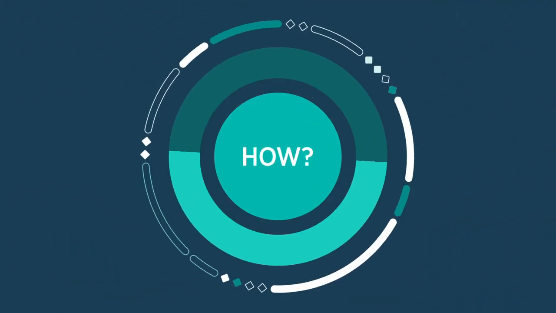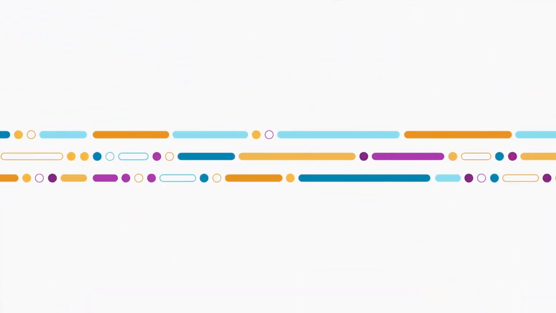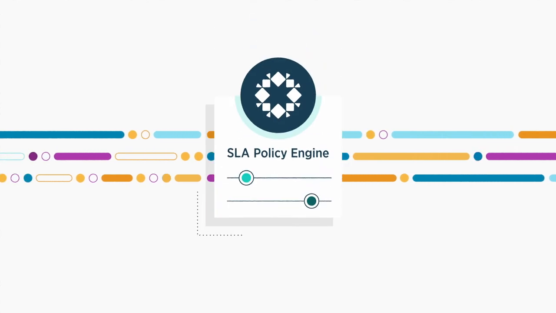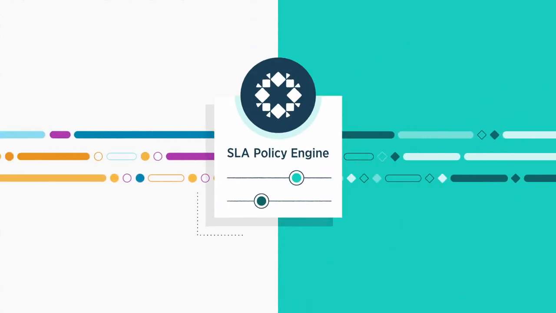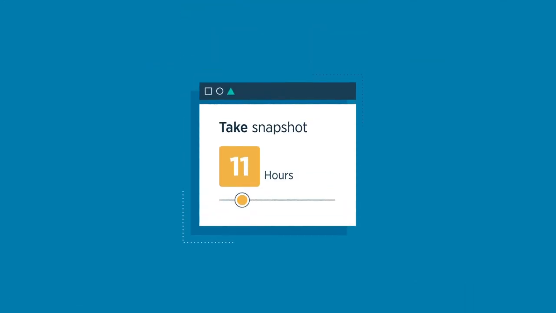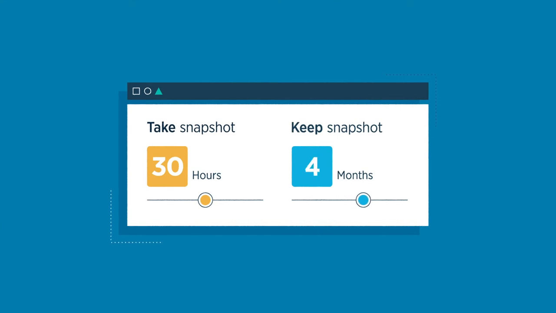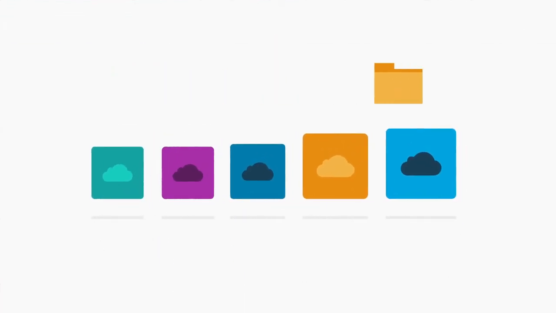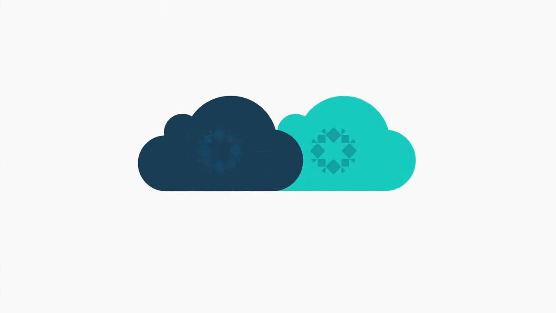How exactly? One of the biggest benefits of our policy-based automation is that you can easily align SLAs with your business needs and eliminate the manual process of scheduling jobs. Our easy-to-use interface allows you to define your RPO by choosing how often to back up, how long until backups expire, where to archive backups, and whether to replicate to another Rubrik deployment.